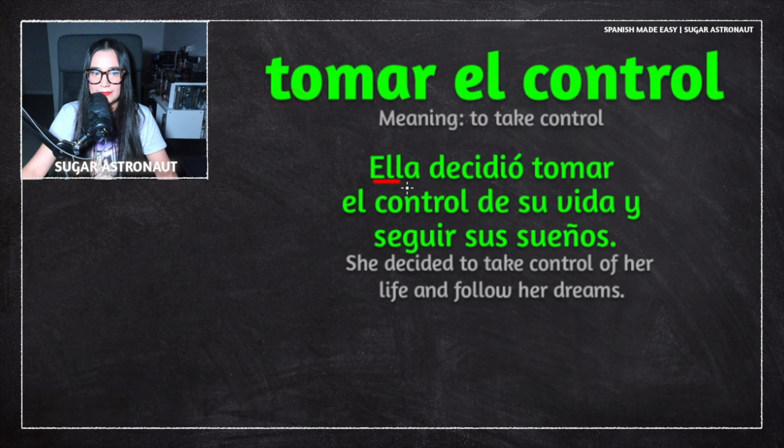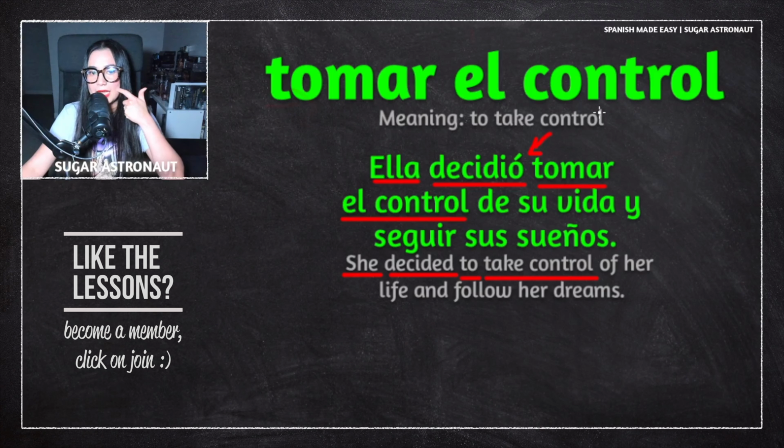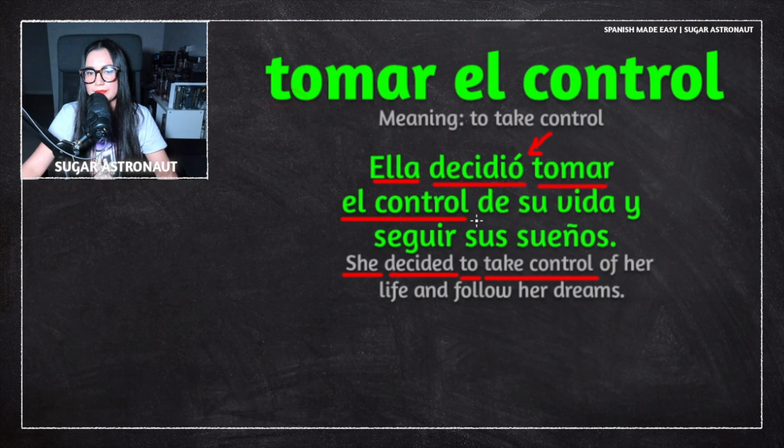So let's break this down. Ella, she, decidió. This comes from the verb decidir, which means to decide, or to choose. The literal translation is to decide. So decidió, past tense, decided, okay? Tomar el control, take control. So she decided to, okay? To do what? Tomar el control, take control de, of, su, her, vida. Vida means life.